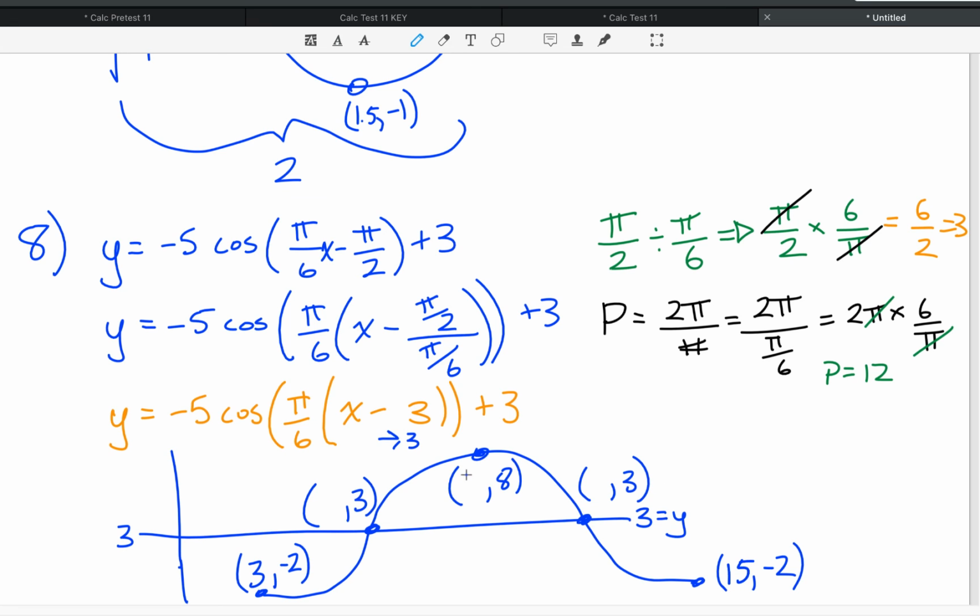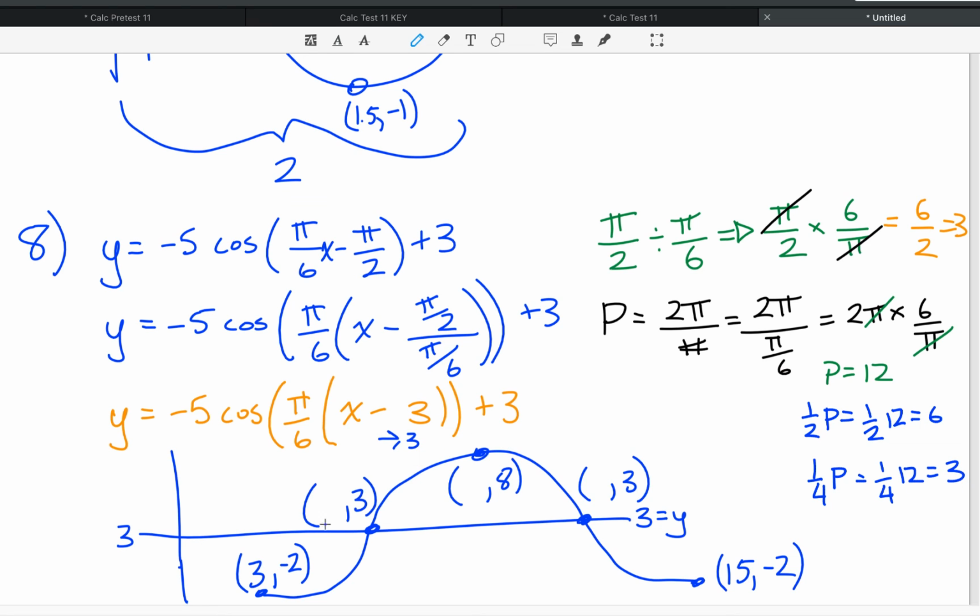These x coordinates are a little bit more difficult to find. This is half of the period. Half of the period is 12 divided by 2, so half of the period is half of 12, which is 6. And I'll also have to find a quarter of the period. I might as well find that now. A quarter of the period is a quarter of 12, and a quarter of 12 is 3.